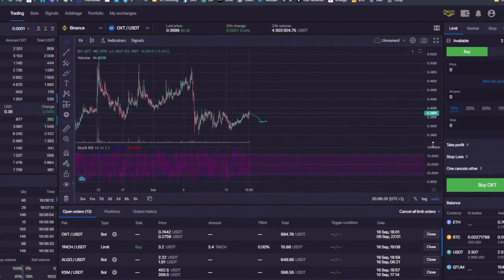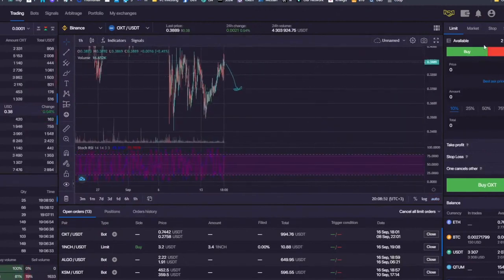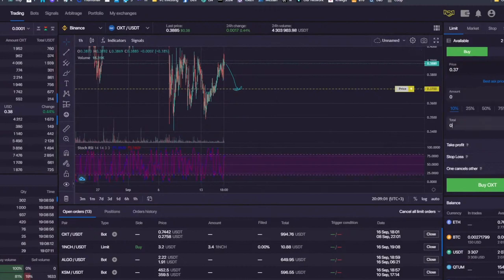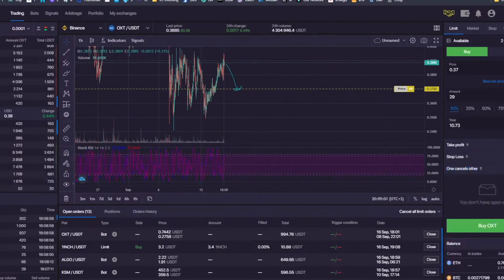So let's go OXT, and let's set a limit buy order here at the price of 0.37, and let's set, no, not 11, let's set $11 here. But this time I want to make sure that my OCO is on.